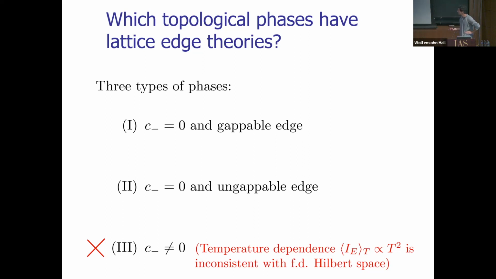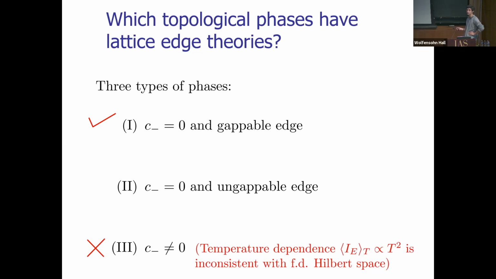Okay. So in this case, I think one can argue that we just shouldn't expect to have any lattice edge theories. The other kind of limit is these are kind of the hardest phases. I kind of organize them from easiest to hardest, right? So these are the hardest ones. There's no way we can get lattice edge theory. The easiest one's up here. And in that case, one can actually argue that yes, we can get lattice edge theories.